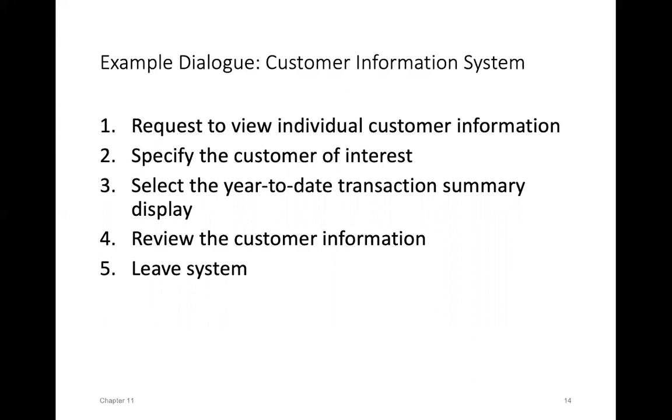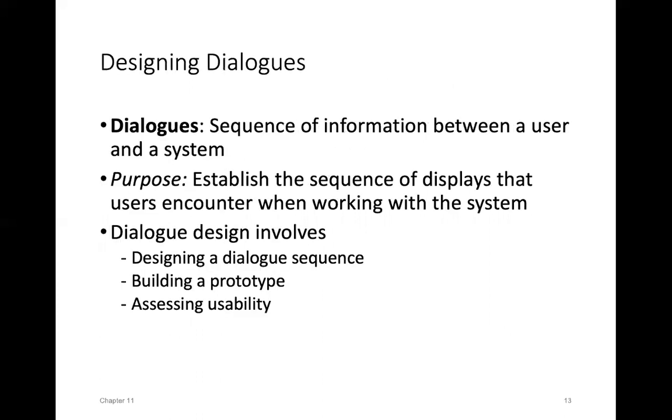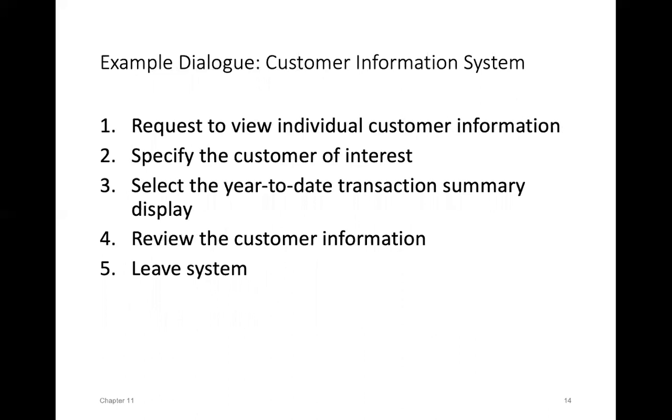So you talk to the manager, and in talking with her, you agree that a typical dialogue would look like this. This is a sales and marketing person reviewing the year-to-date transaction activity for a customer. This is what they would do. They would first of all request to view individual customer information. They would then specify the customer of interest, select the year-to-date transaction summary display, review the customer information, and leave the system. So that gives you an idea of the dialogues, the sequence of information between a user and a system, that are going to be looked at and in which order.